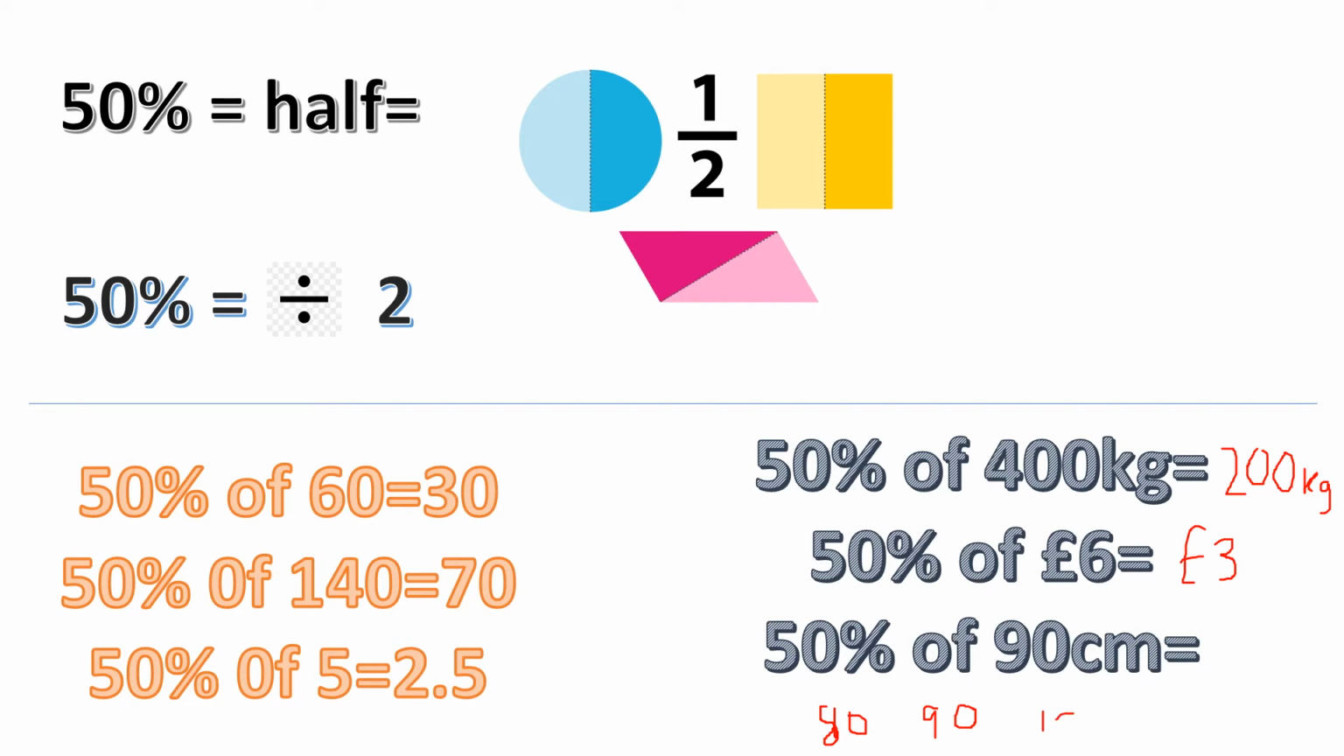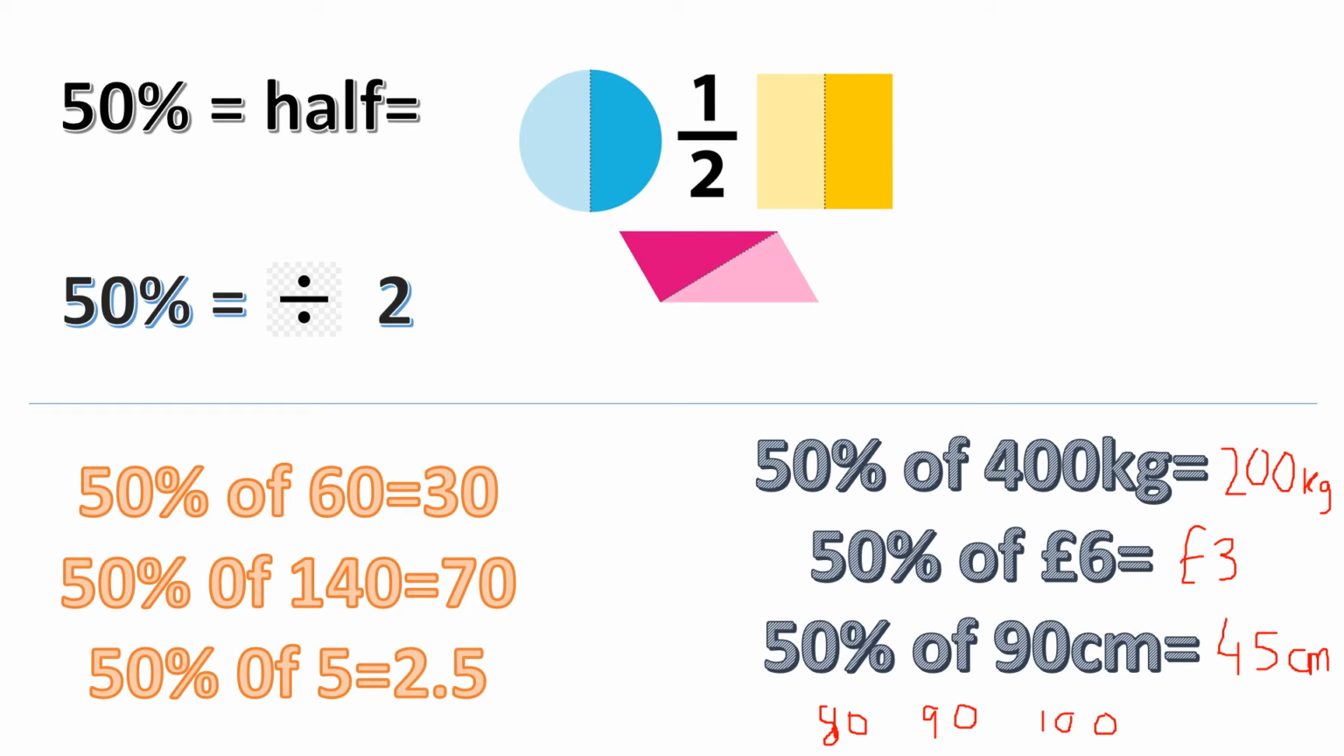I know that 90 is between 80 and 100. And I know that half of 80 is 40 and half of 100 is 50. So it's got to be between 40 and 50. It's 45 centimeters. And if you didn't know that, I would suggest that you learn halves of numbers, especially odd numbers or numbers that you don't know the halves of, like 90, 70, 30.